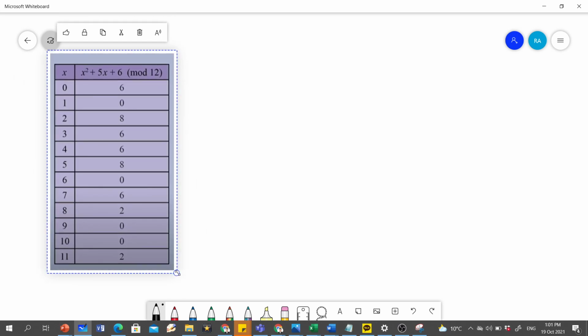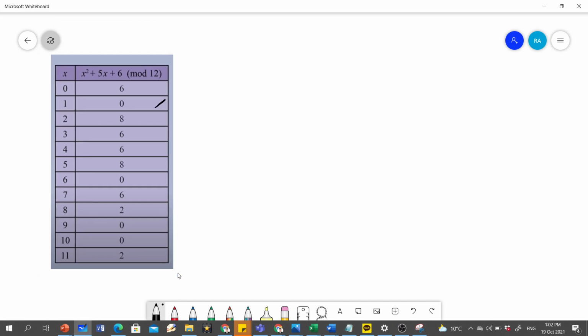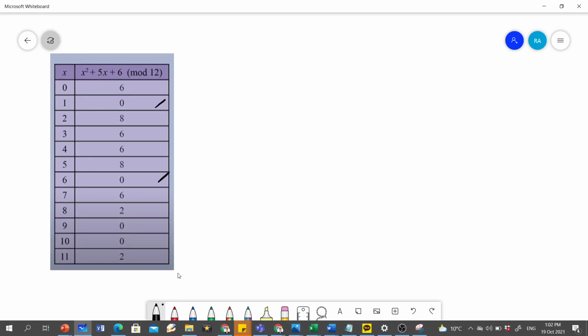Okay, so if we fill out the table for the remaining numbers, we can easily see that on the given solutions, the equation has not 2 solutions but 4 solutions. Okay, we have here solutions 1, 6, 9, and 10 for our term to be equal to 0.